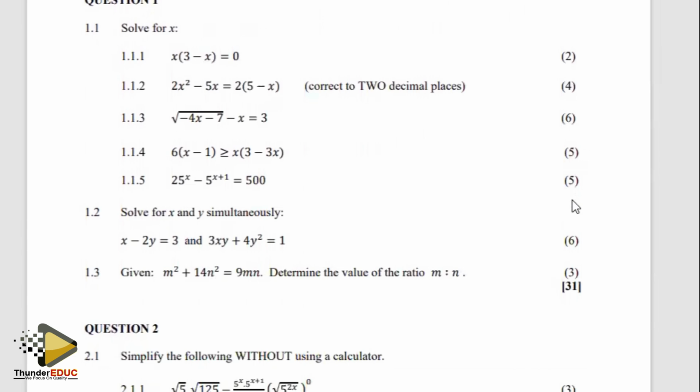So question number 1, which is the algebra part, they want us to solve for x. In this case, especially with the first one, 1.1.1, we do not need to open the brackets because it's already in the product format, and then there's a 0 this side. So just equate everything to 0. So it's either x is 0 or 3 minus x must give us a 0. We can move the x that side, which means x is 3. So these two answers are for the 2 marks that were allocated.